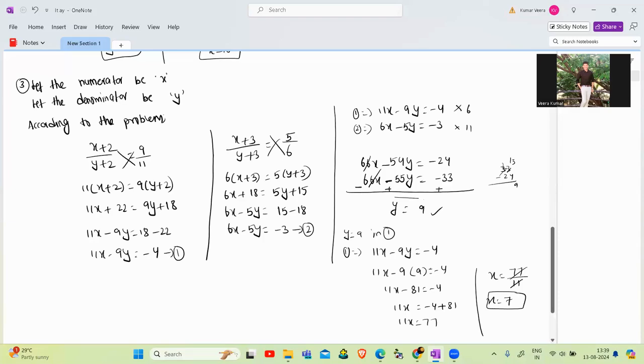Now see, the fraction we have taken, therefore the required fraction is x by y. That is nothing but 7 by 9.